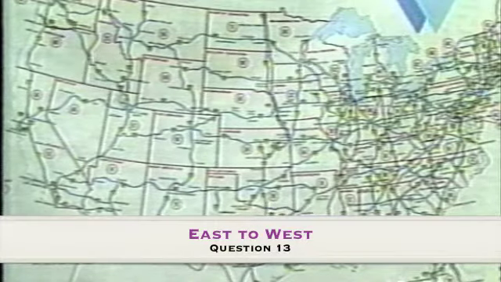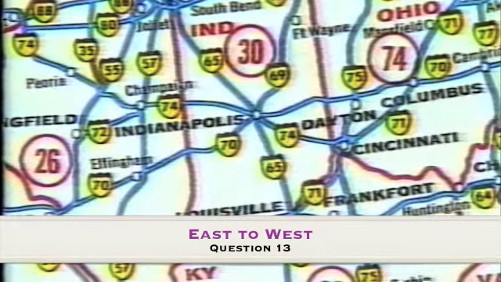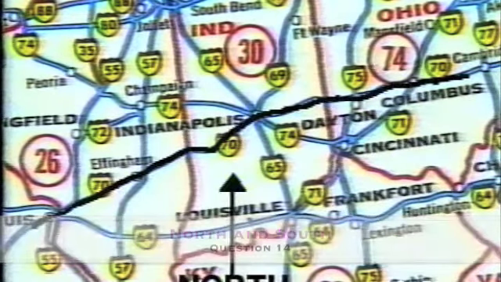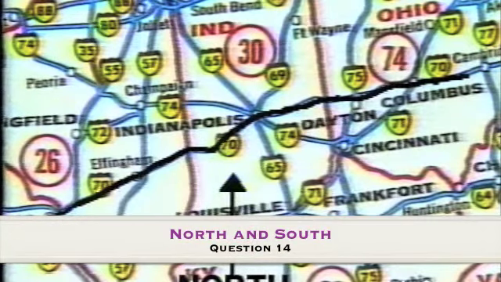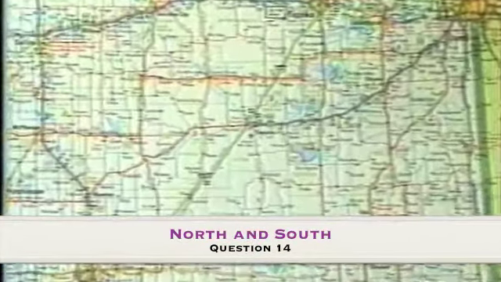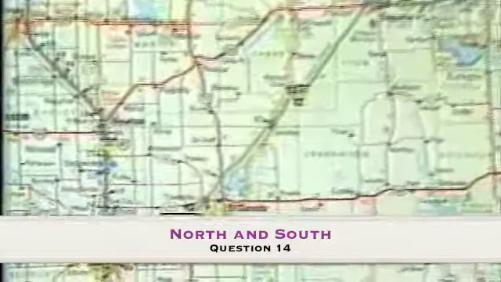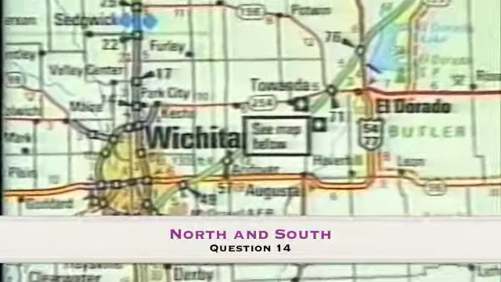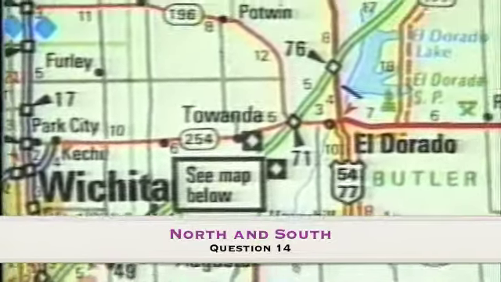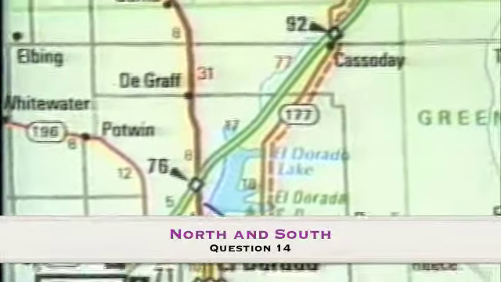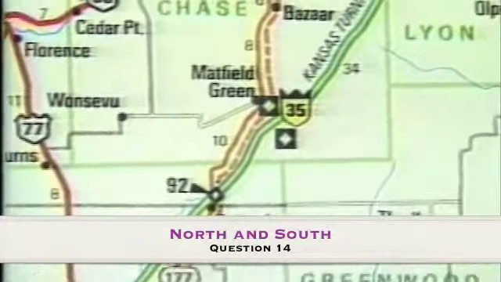As a point of reference, interstates with even numbers, such as 70, run east and west. Interstates with odd numbers go north and south. Here in Kansas, you can see I-35, going from Wichita to Kansas City. That highway can take you north from Laredo, Texas, all the way to Duluth, Minnesota.